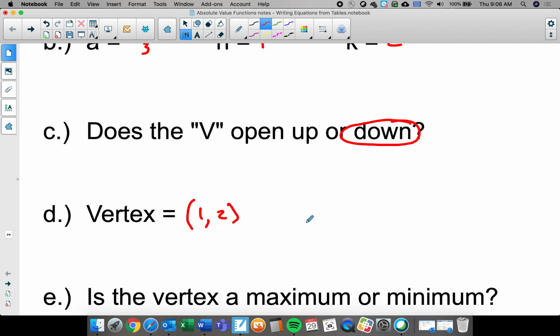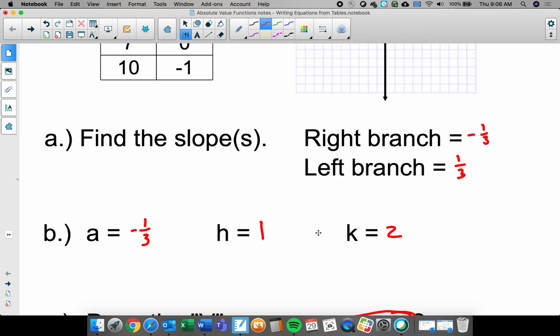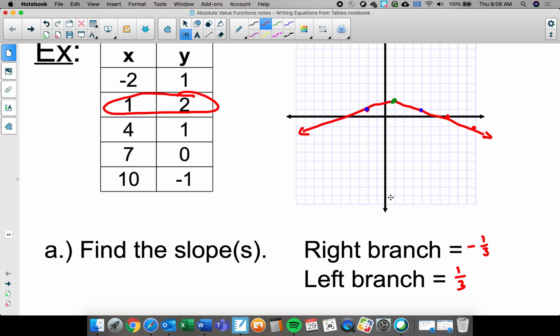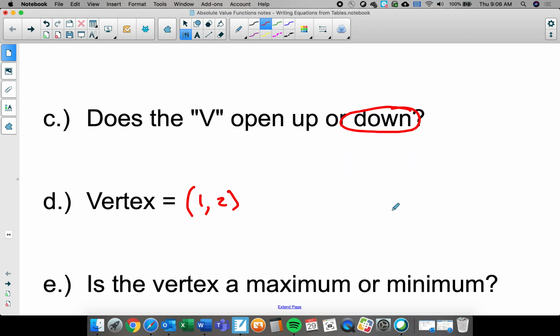Is the vertex a maximum or a minimum value? Again, if we go back up, it is a high point of the vertex and everything goes down from there, which means the vertex is a maximum value. It is the high point of our graph, okay?